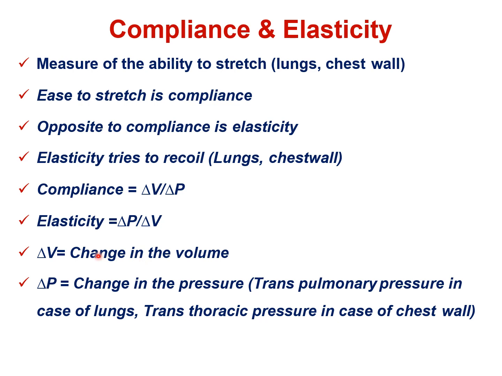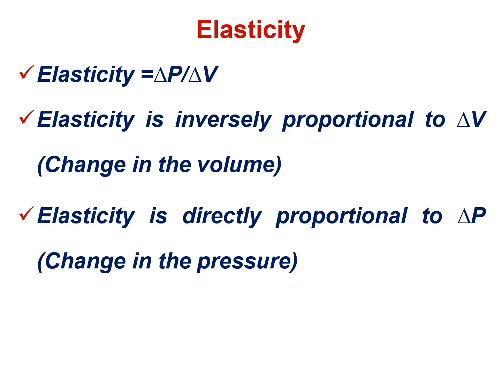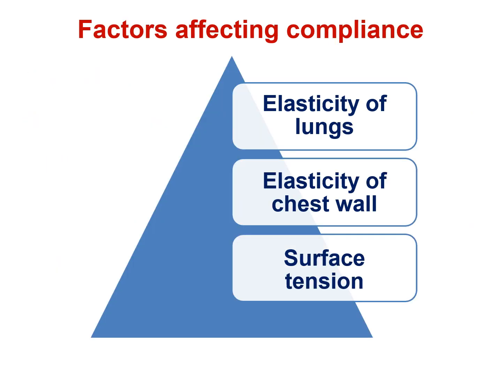You know that delta V is change in volume and delta P is change in pressure, transpulmonary pressure in case of lungs and transthoracic pressure in case of chest wall. So compliance is directly proportional to change in volume and inversely proportional to change in pressure, and elasticity is exactly opposite to that. The factors affecting compliance are three factors. One is elasticity of the lungs and chest wall, and then surface tension.